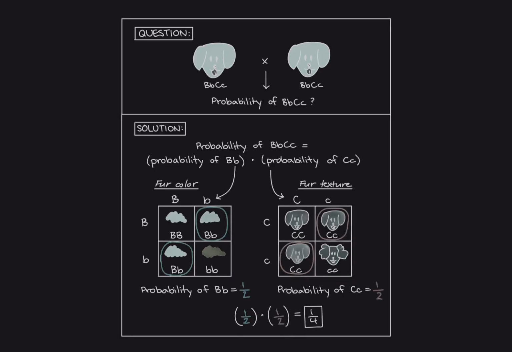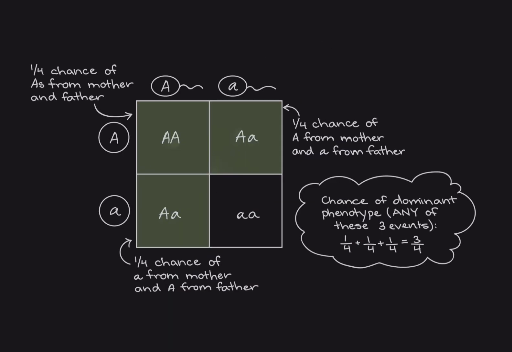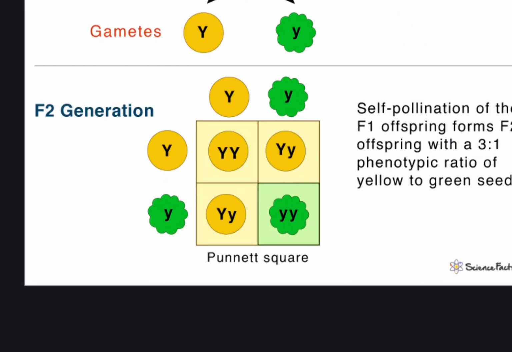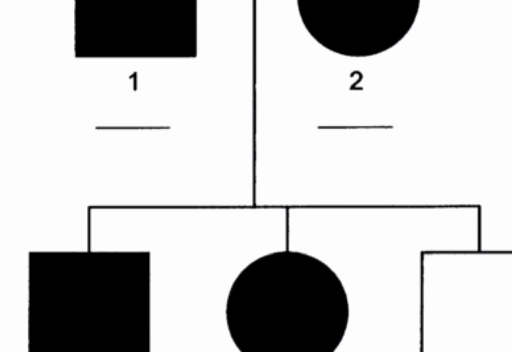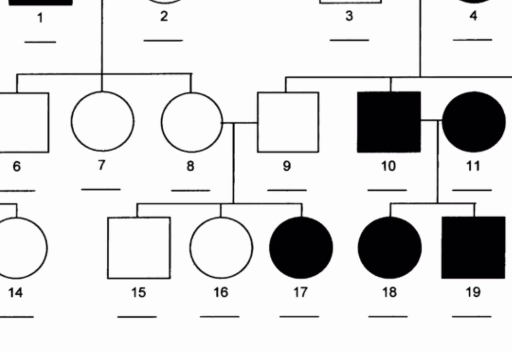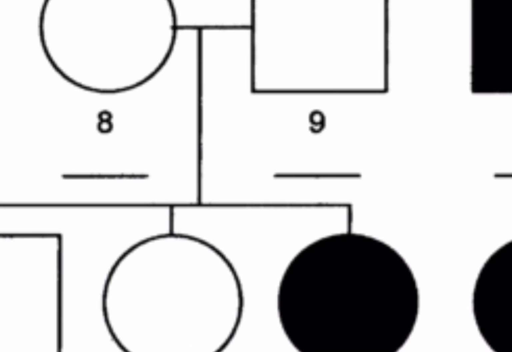For probability, if it says and, multiply. If it says or and the events are mutually exclusive, meaning they cannot happen at the same time, then add them. Monohybrid and dihybrid crosses can be modeled with Punnett squares showing possible offspring. Patterns of inheritance can be modeled with pedigrees. Autosomal dominant traits show affected offspring with affected parents. Autosomal recessive traits show affected offspring with unaffected parents.